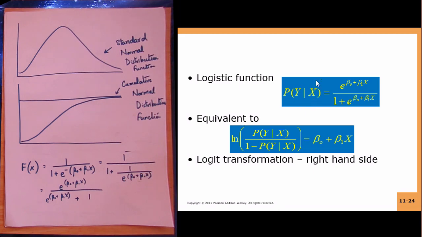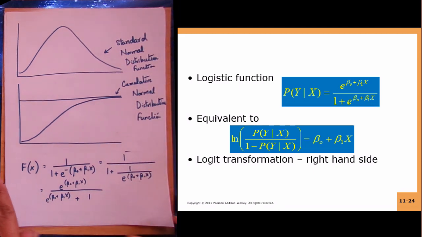Okay, this is what is shown over here. Now what can you do? If you take this, what is 1 minus the probability of y given x? If you write 1 minus this, then you will get some functional form.